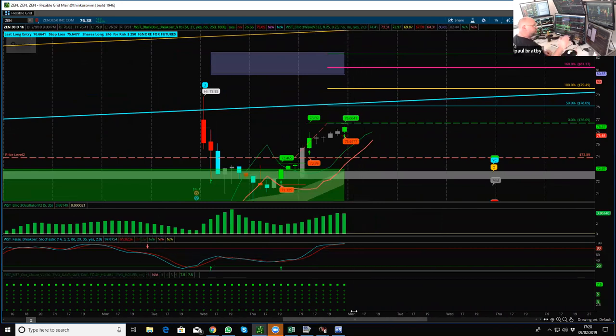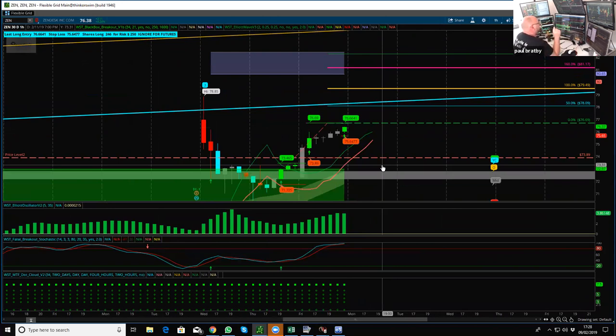Totally bullish. That's really good. So this is my entry on Zen on Monday, 76.69. Now it's really close. It closed at the high. It closed at 76.37. So we haven't got a lot, but unless there's earnings, this stock doesn't really gap up.